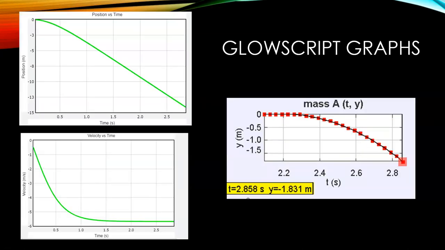Here we can see the GlowScript graphs that I got after running the code. The ones on the left show the position over time, and the one on the bottom shows velocity over time. As seen in the velocity graph, once it reaches a certain velocity, it pretty much stays there, and that signifies that it's reached terminal velocity because it's not getting any faster. And the graph on the right side shows the mass of the object over time.